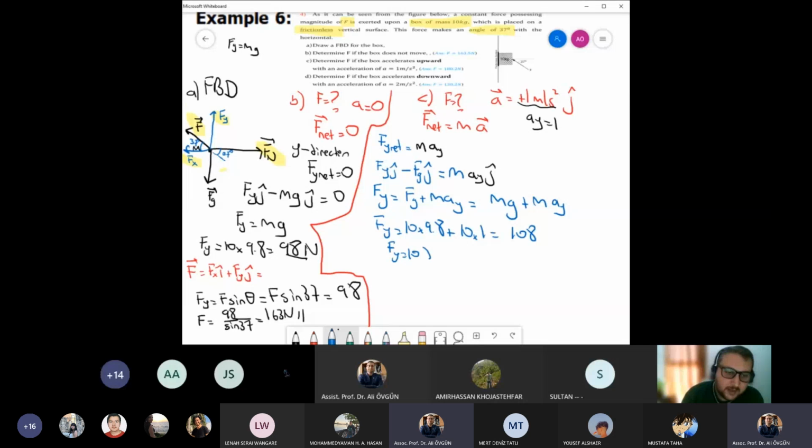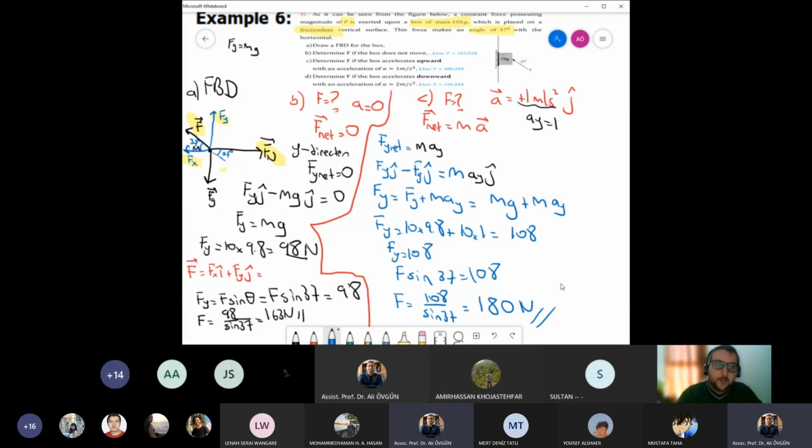So if Fy is 108, what is the F? Similar to this one, F sine 37 is equal to 108. So F will be equal to 108 over sine 37. So it will be equal to 180 Newton. So this will be the force if the object is accelerating upward.